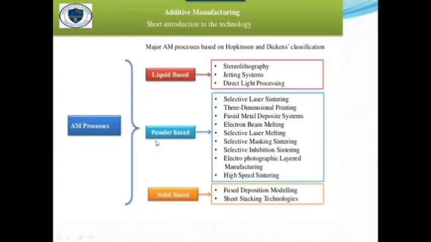Now we are going to see the powder based techniques, the powder based systems. In this we have a lot of techniques that we can introduce. Mainly we are going to see the selective laser sintering process, and then the selective laser melting process. We will see the difference between sintering and melting in the upcoming slides, videos and explanations. Let's start the session.